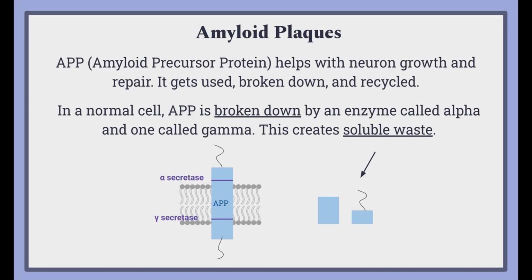Amyloid plaques. APP, or amyloid precursor protein, helps with neuron growth and repair. It gets used, broken down, and recycled. In a normal cell, APP is broken down by enzymes called alpha and gamma secretase. This creates soluble waste. As you can see in the image, APP is broken down by alpha and gamma secretase, and you can see the two small soluble pieces.